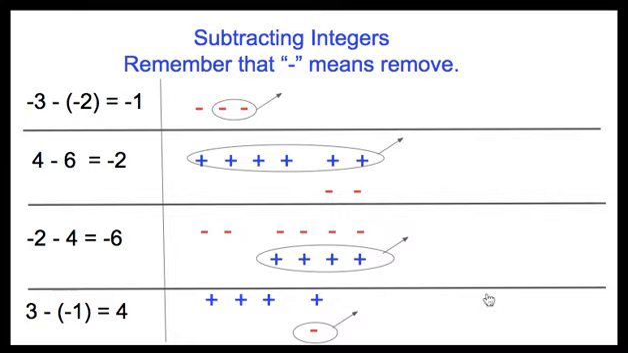So subtracting integers can be a little tricky, but using this method with zero pairs really does help to show why we end up with the solutions that we do. And I hope that this helped.